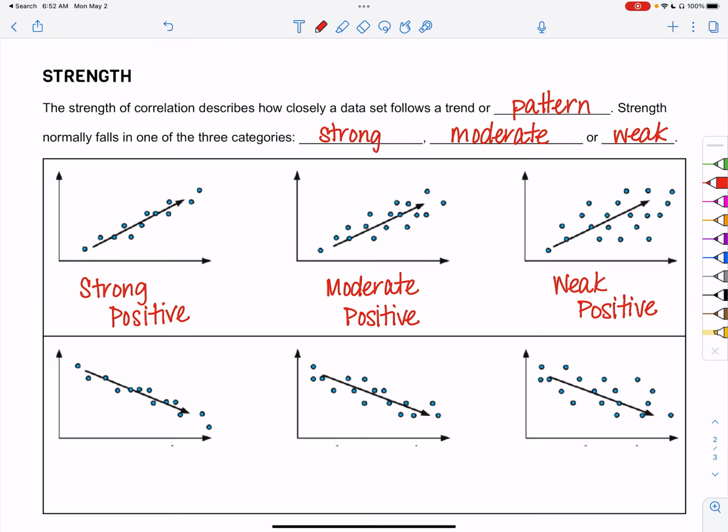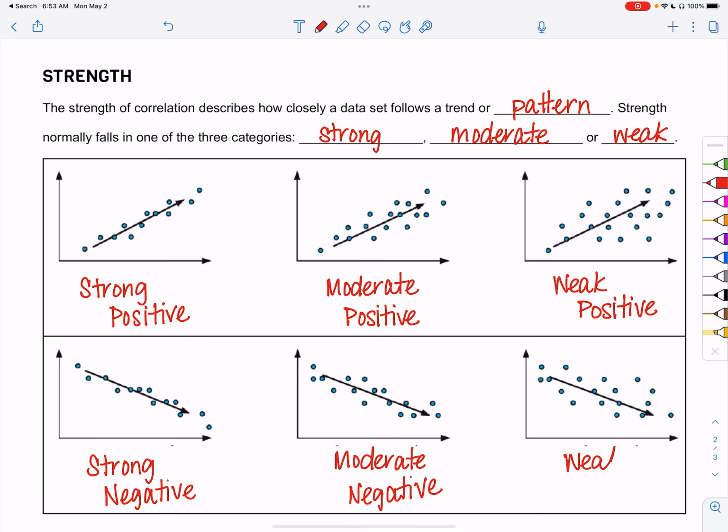Just like the top row of graphs, the bottom row of graphs on the left will be a strong negative correlation. The points are tight around that line, and it is going in a negative direction. It's going down from left to right. The middle one is a moderate negative correlation. And the last graph is a weak negative correlation.